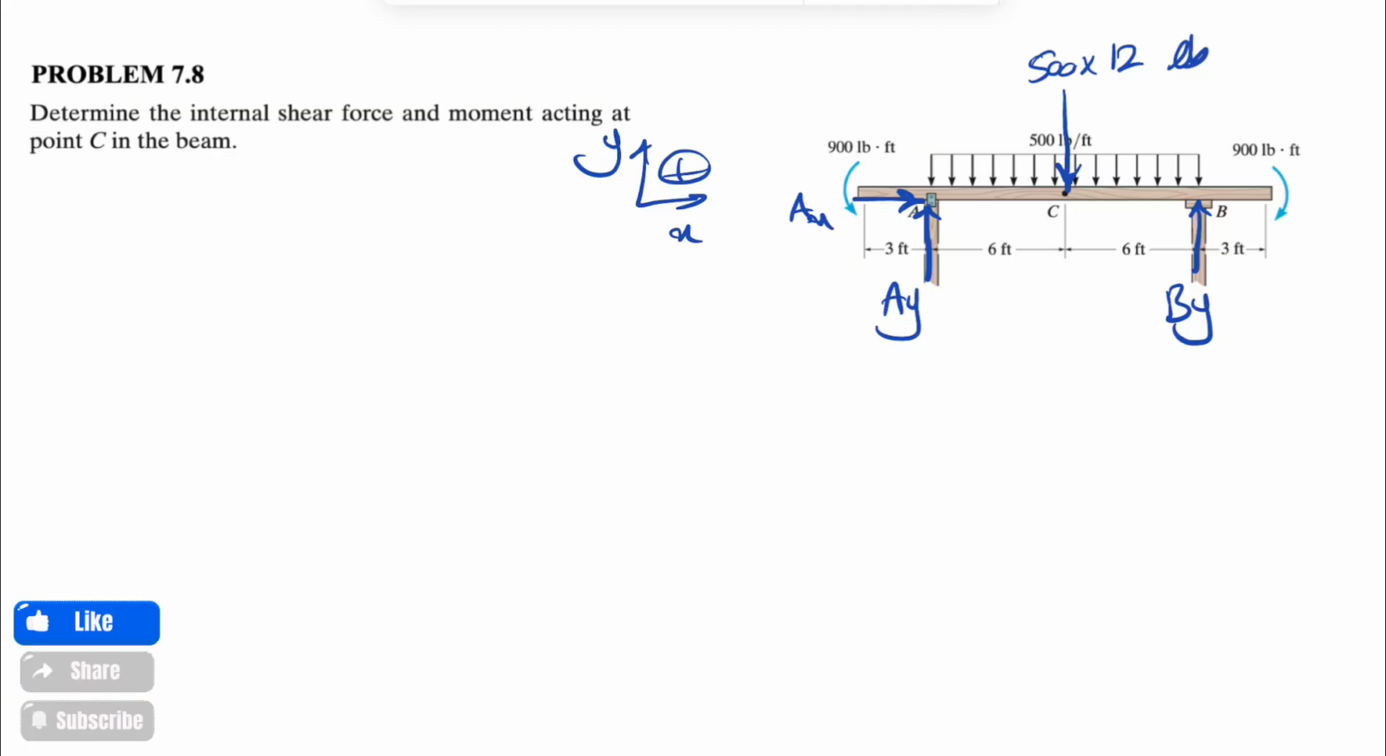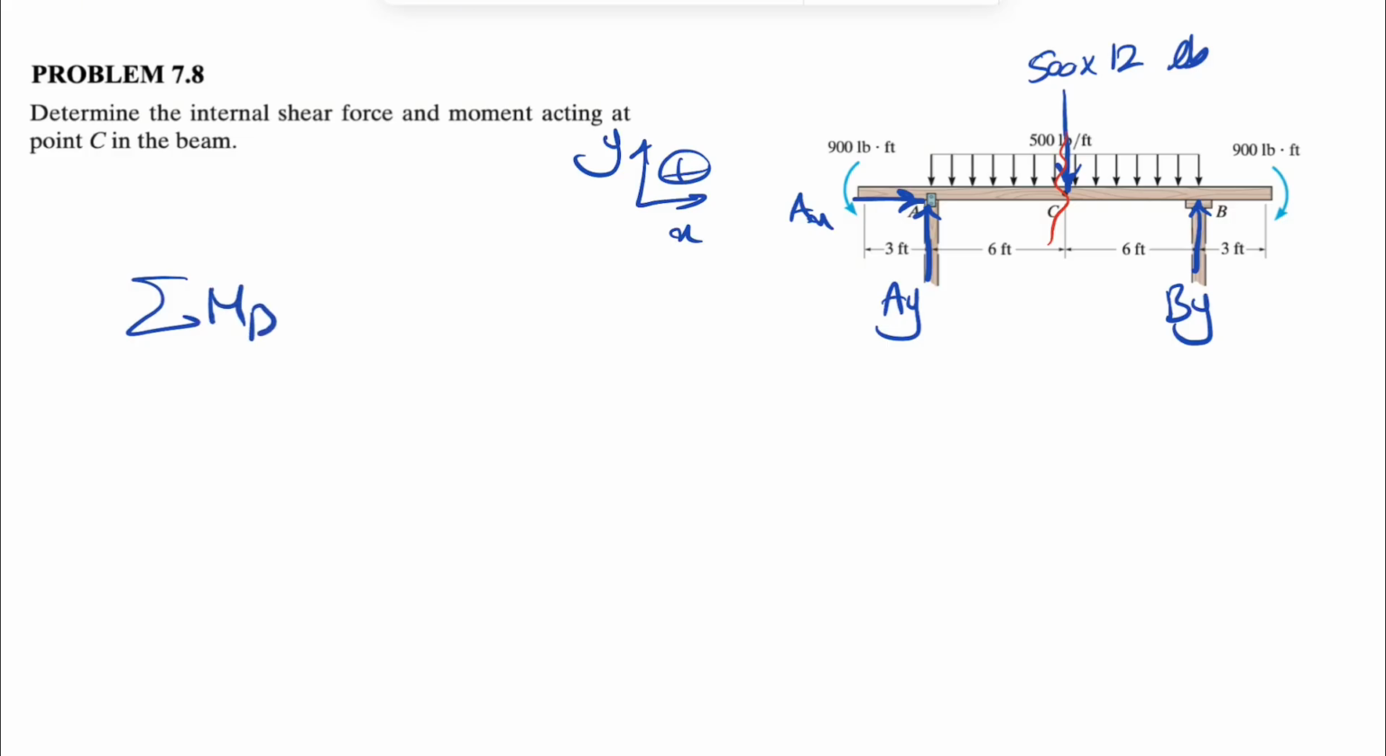And after that, we can just do a section at point C. We can consider either the left side of the beam or the right side of the beam in order to find the shear force and bending moment acting on point C. So let's start with the moment about point B. We are in equilibrium. Sum of all forces equals 0, and same for the moment about any point that we want.